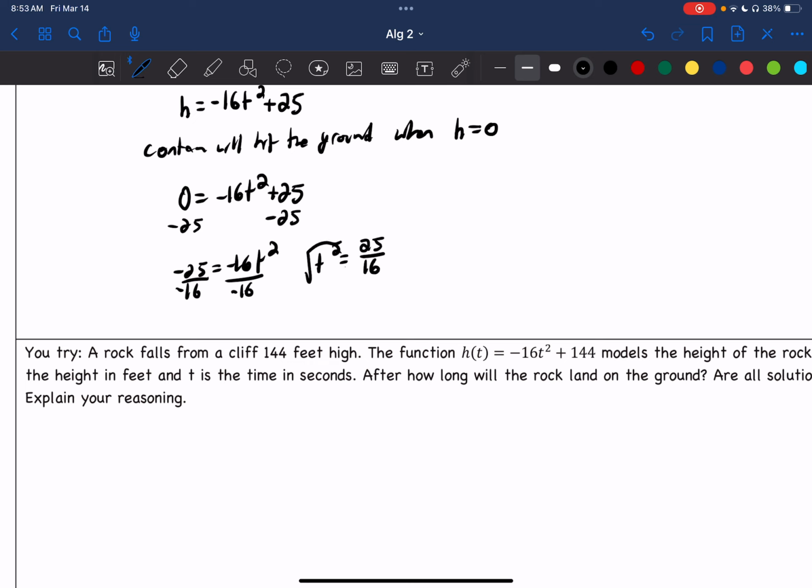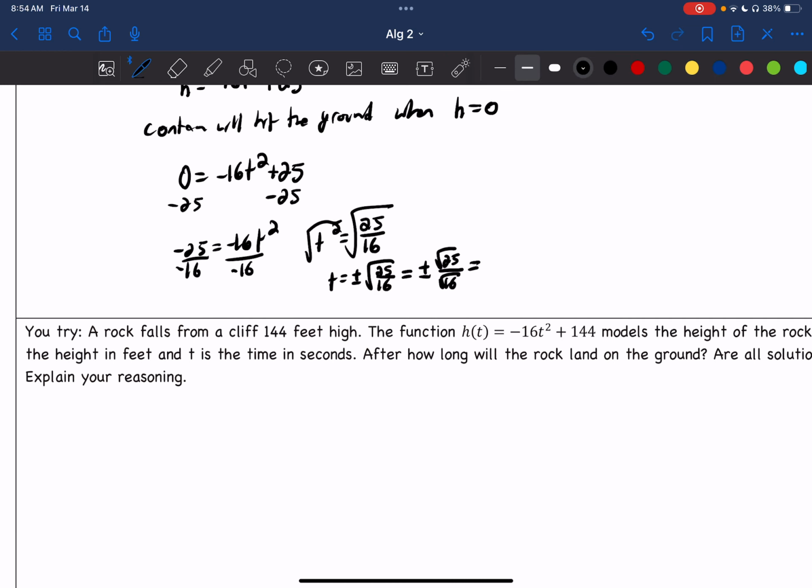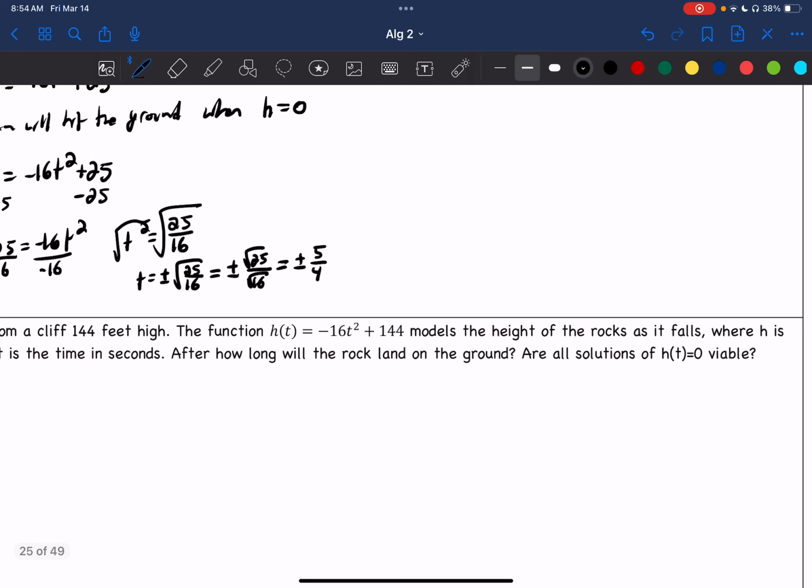And now we want to take the square root of both sides, and we're going to get that t is equal to plus or minus the square root of 25 over 16. And this would be equal to plus or minus the square root of 25 over the square root of 16, remembering we can break up our fractions like that. This is then equal to plus or minus 5 over 4. So my formal answer here is going to be t is equal to plus or minus 5/4.